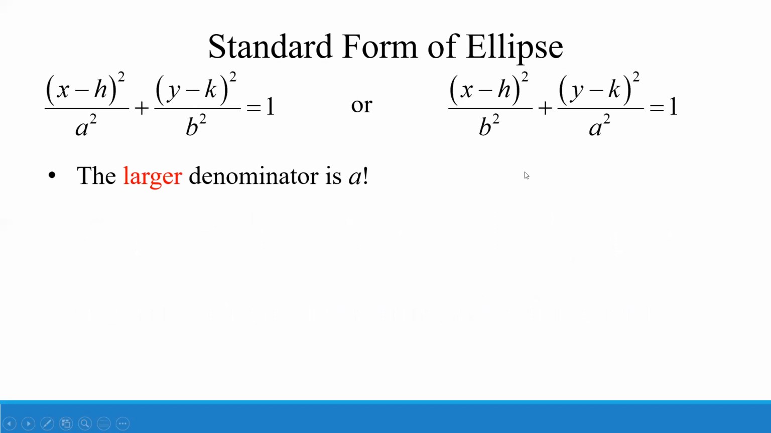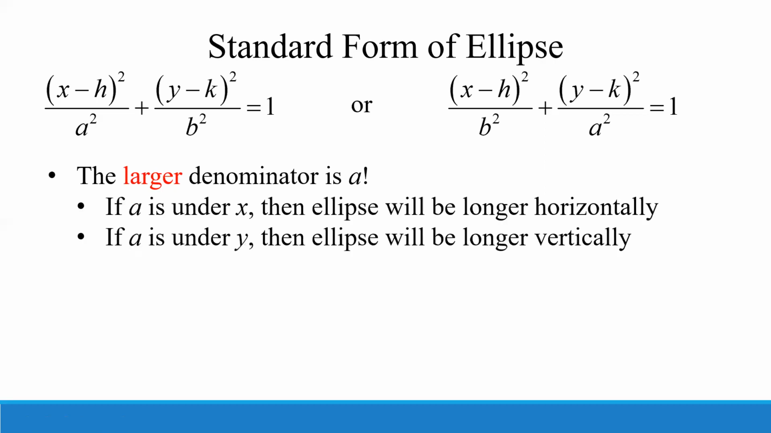And the important thing about this, right off the bat, whatever the larger of those numbers is, that is the a, okay? So if the bigger number is underneath the x, then that becomes the a. If the bigger number is underneath the y, the bigger number is always that a value, okay? So really important to keep that in mind.